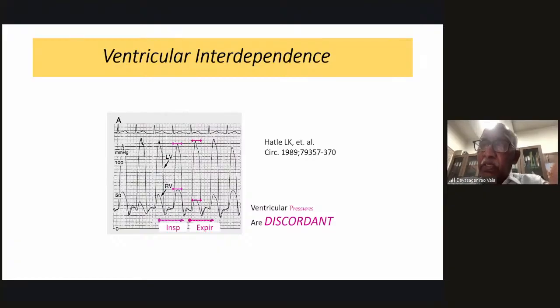Remember, in normal circumstances, it is concordant. It means both fall or both rise. But here in constrictive pericarditis, it is discordant. One ventricular pressure goes up, the other ventricular pressure goes down. So this discordant pattern is very classical of constrictive pericarditis. It does not occur in restrictive cardiomyopathy. This forms the hemodynamic basis of diagnosis of constriction. Can I have the next slide?